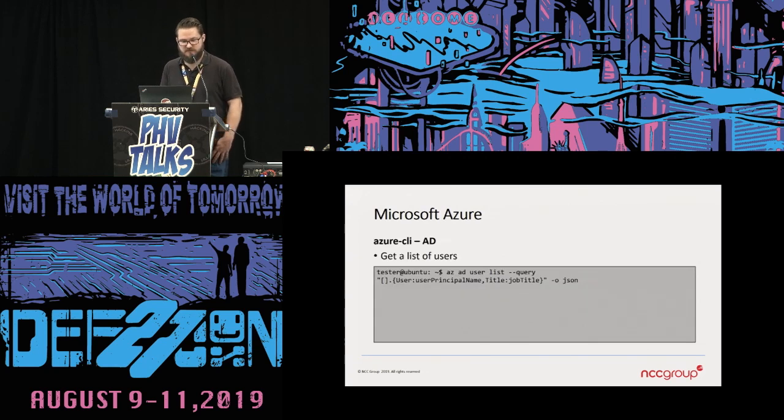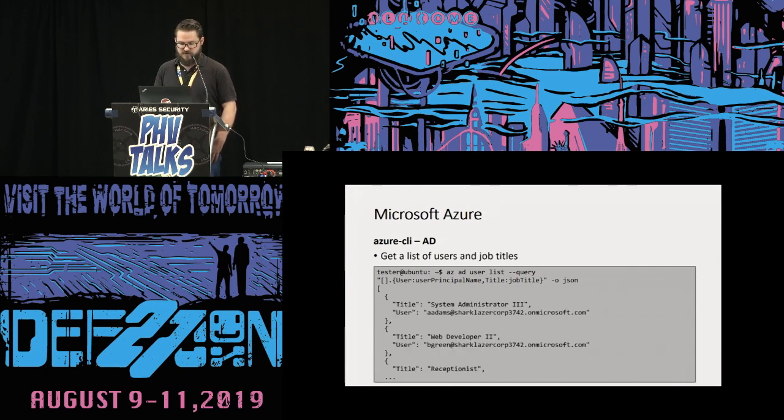So first thing we want to do is get a list of the users in Active Directory. So we'll run this command, which will get the user name and then their job titles. So we see here we've got a System Administrator 3, probably a good account to audit. And their ID is ATMs at the same company.